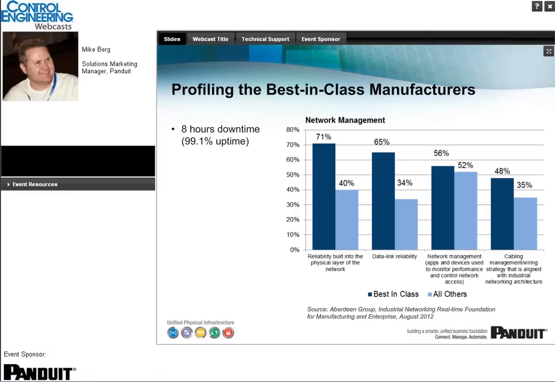Their research covers many areas, but the one I'm going to focus on here relates to the importance of the physical layer of the network to business performance. What we see revealed in this slide, where the dark blue shows the best in class and the light blue shows all the others, the industry average and those that lag behind, is that those defined as best in class are putting a greater emphasis on network management, and they're taking greater steps to ensure network reliability and resiliency.